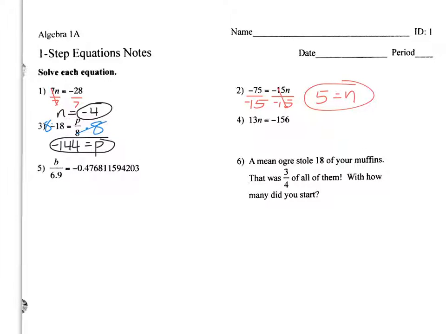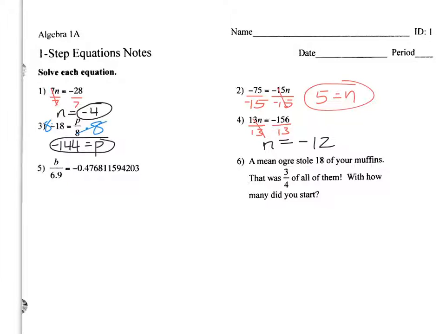Okay, one more. Here, again, divide by 13. So we get n is -156 divided by 13, which would be -12. One thing we didn't do there, we didn't have any adding or subtracting, but again, same rules apply, just do the opposite.